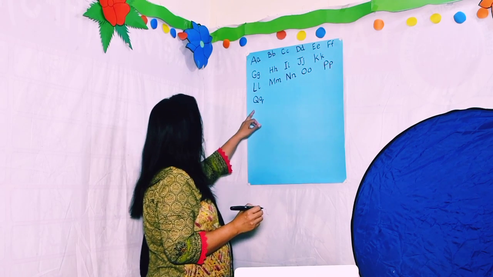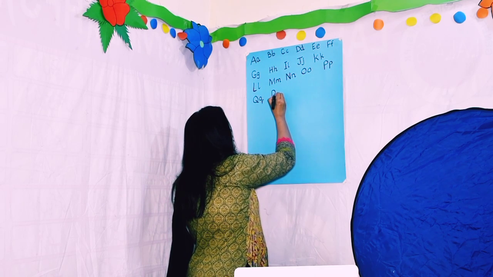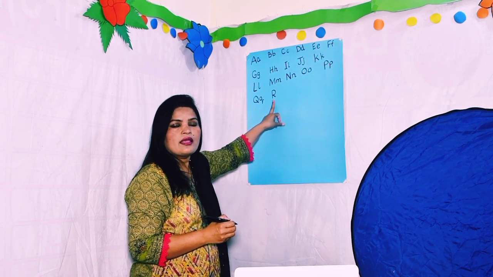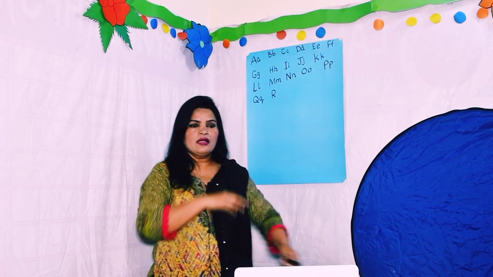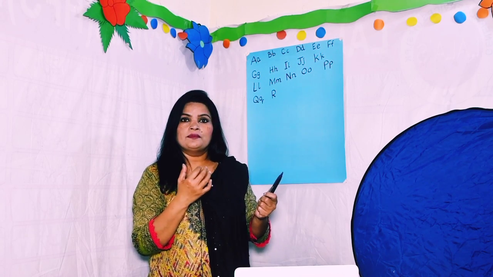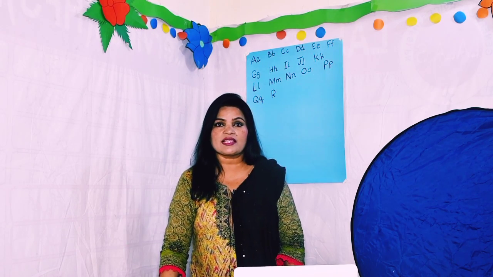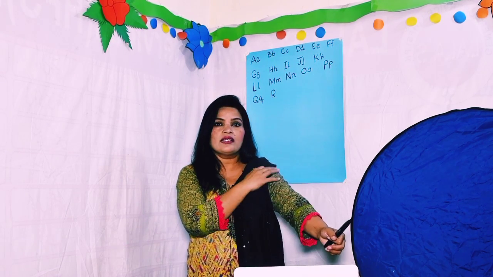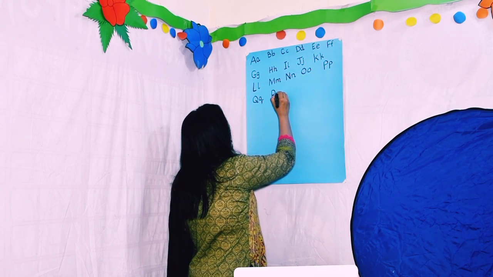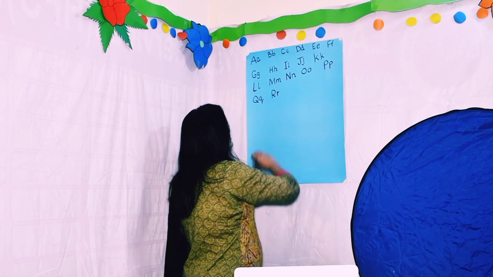And then R. Which letter is this? R. And what is the sound of R? R. When Robber Red took some things, he was running like this. R. Right? Sound of R is R.